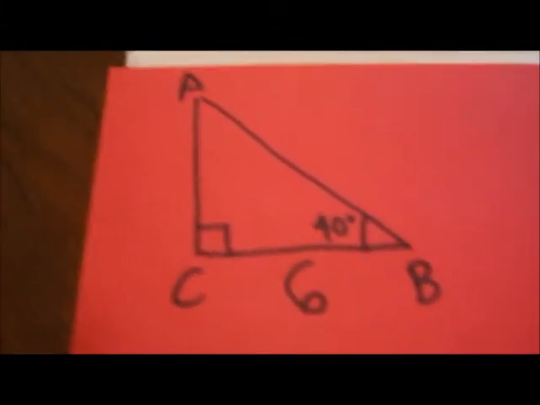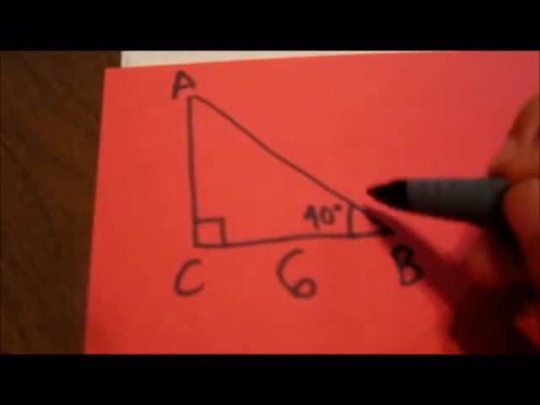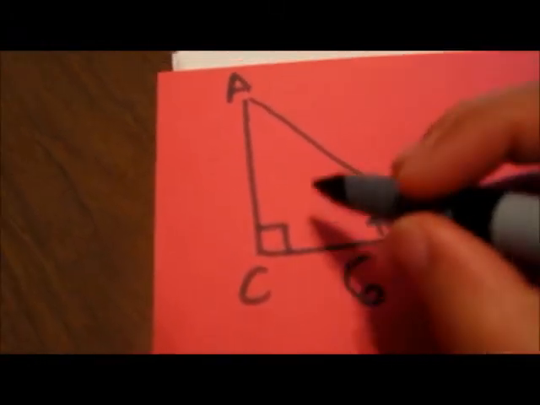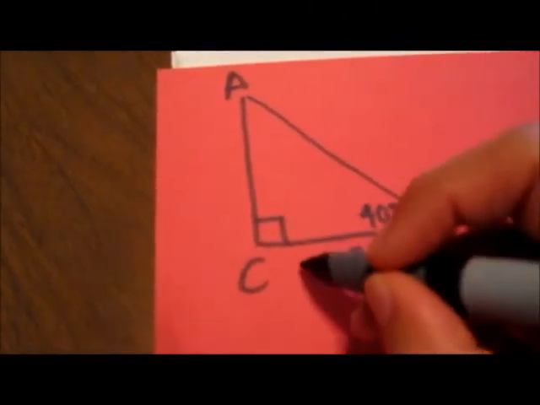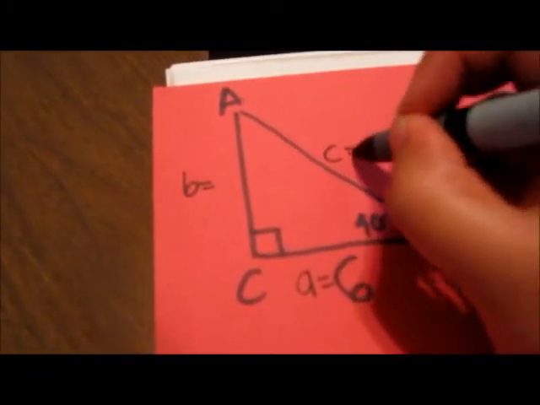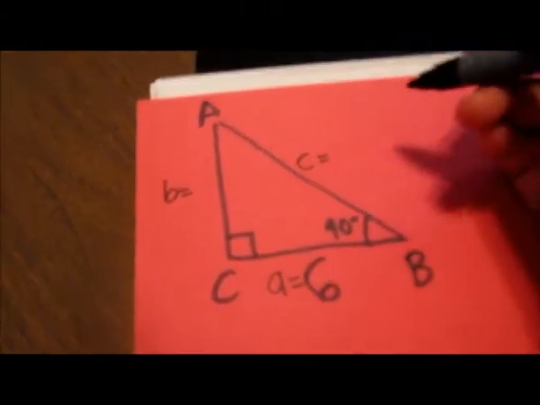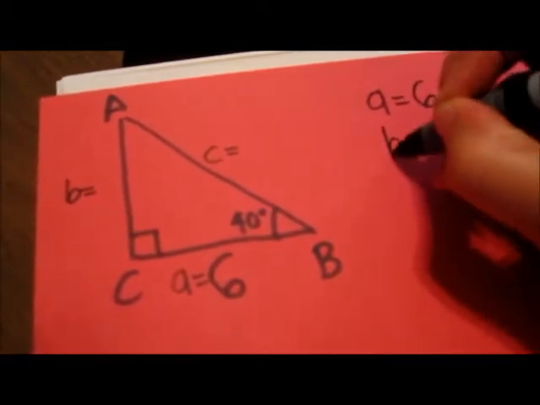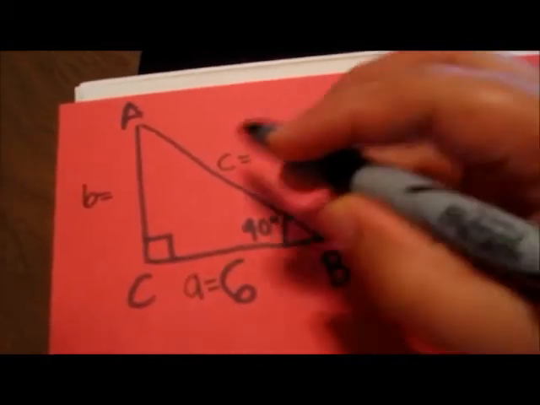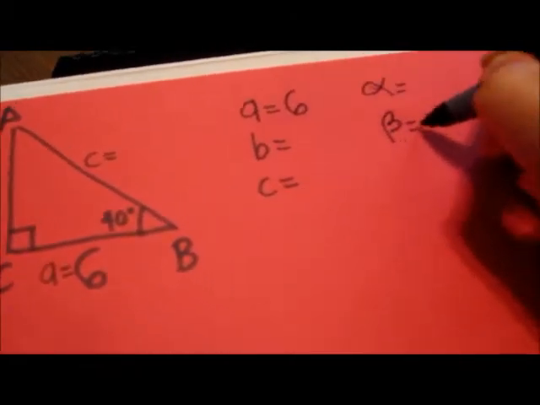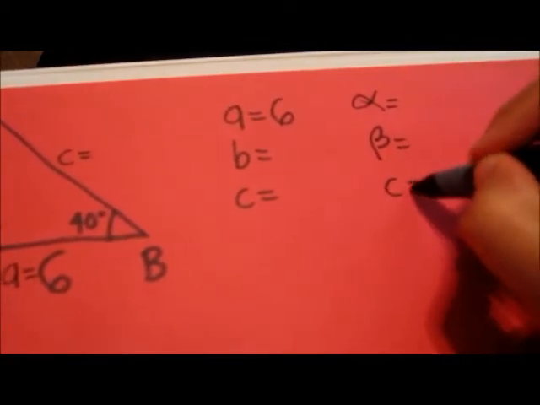Okay, now let's solve this right triangle, but when we have an angle and one of the lengths. Remember, in front of A, you will find A. In front of B, we will find B. And in front of C, the longest side, equals the hypotenuse. So we need to find, well, A, we already know it, B, and C. And we also need to find out alpha, beta, and C.